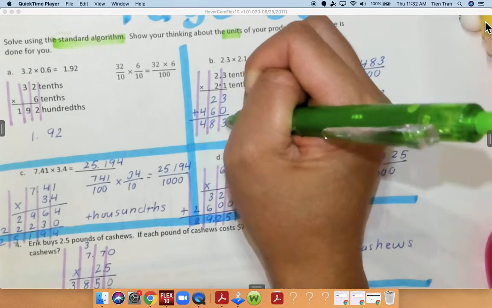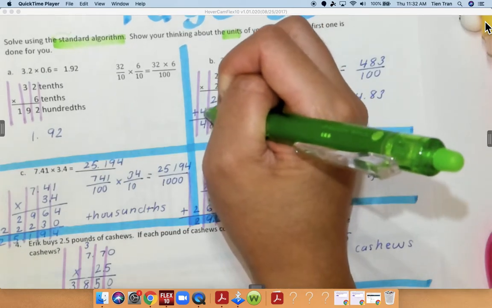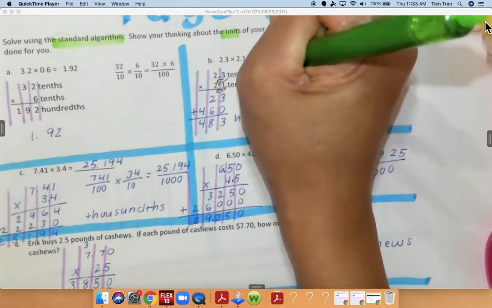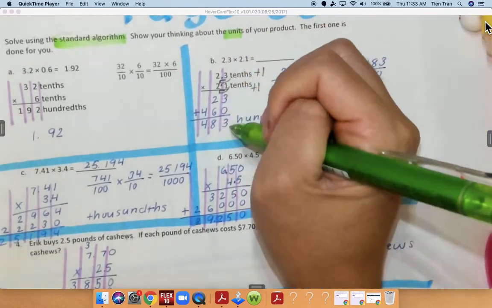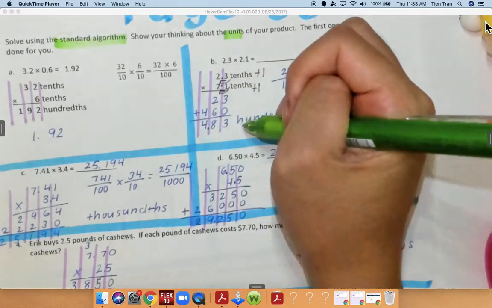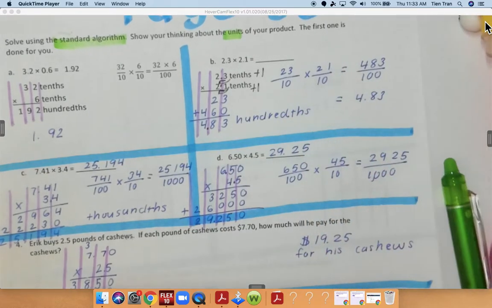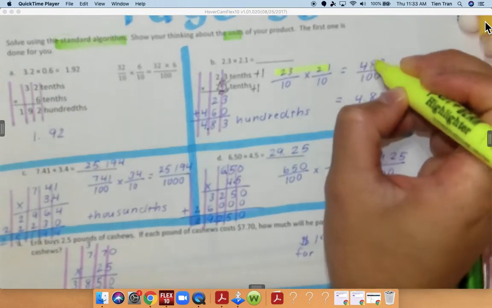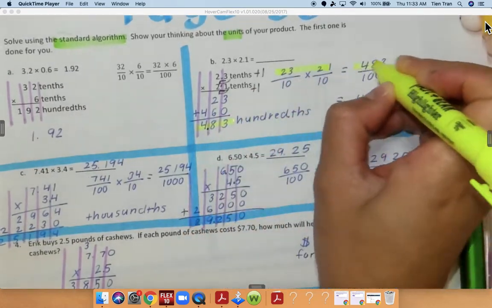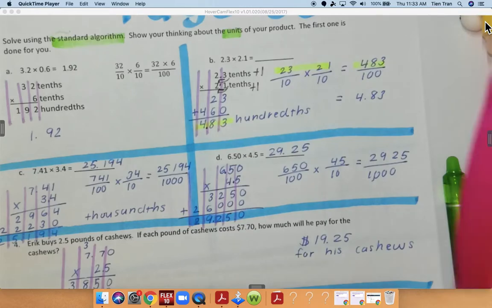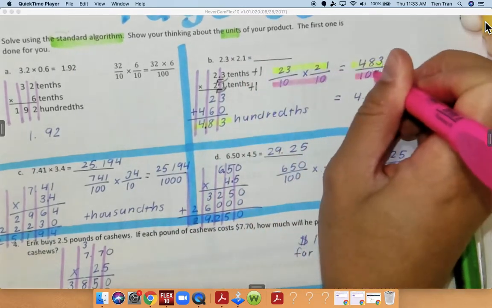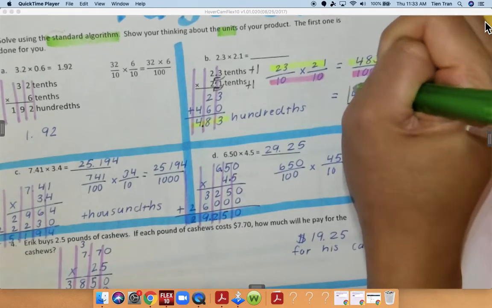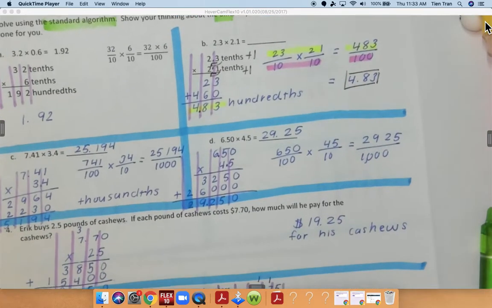3 plus 0 is 3. 6 plus 2 is 8. And 4, you bring it down. You need to move your decimal over once right here and another time right here. That is going to give you 4.83 hundredths. So for the fraction, you're multiplying your numerator. 23 times 21, which we got right here, is 483. And then you're going to multiply 10 times 10, which is equal to 100. So your final answer is 4.83 hundredths.